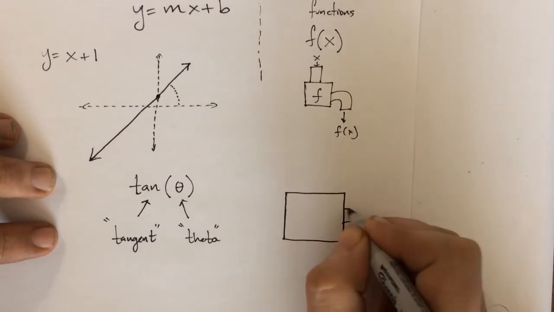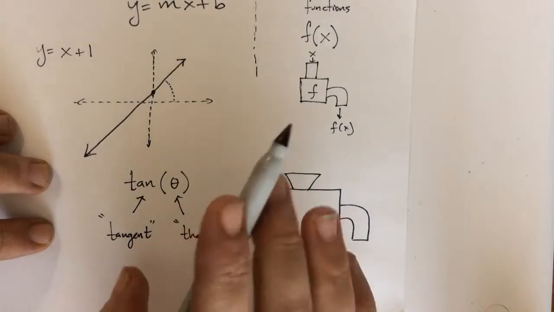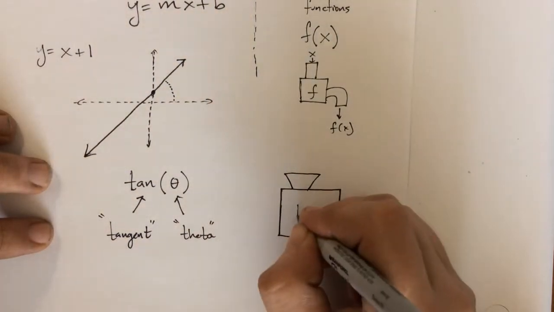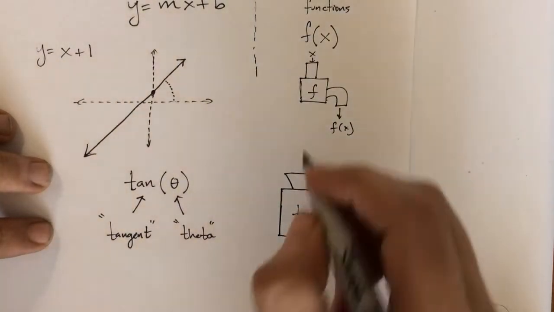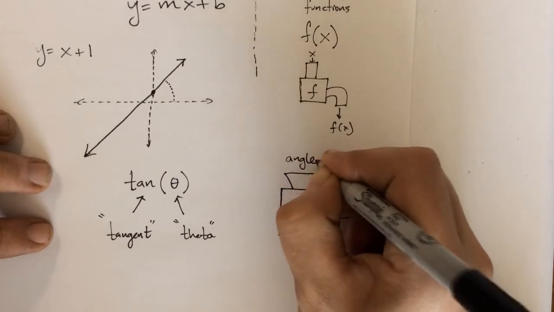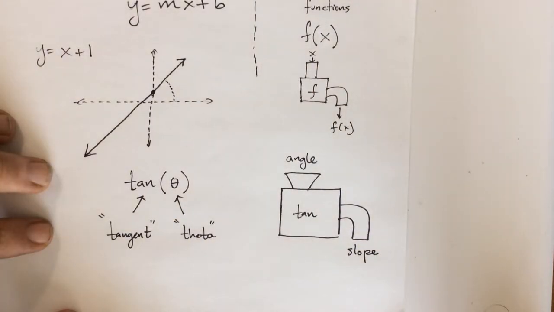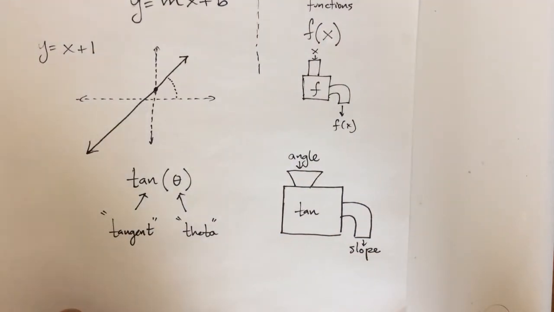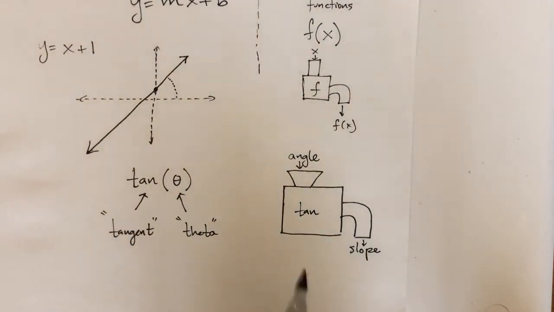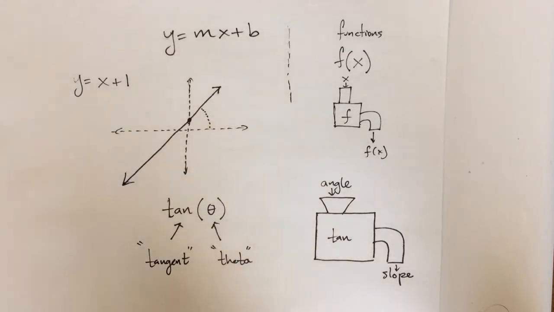Okay, here's our tangent machine, just like that was our f machine. The tangent function is really nice because what we put in it is an angle measure, and what we get out of it is a slope. So what goes into the tangent function is an angle measure. What comes out of the tangent function is a slope. So let's look at that and see what it looks like.